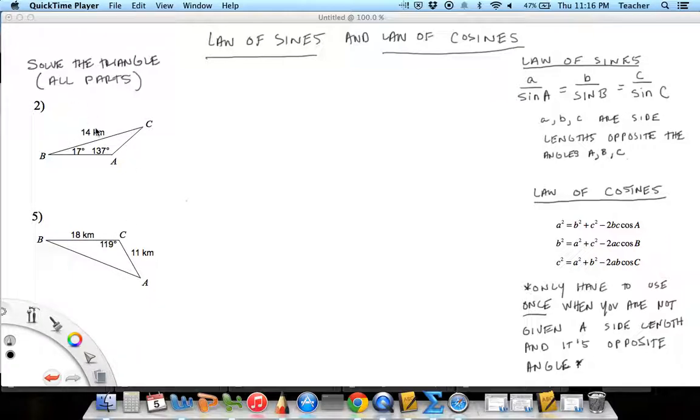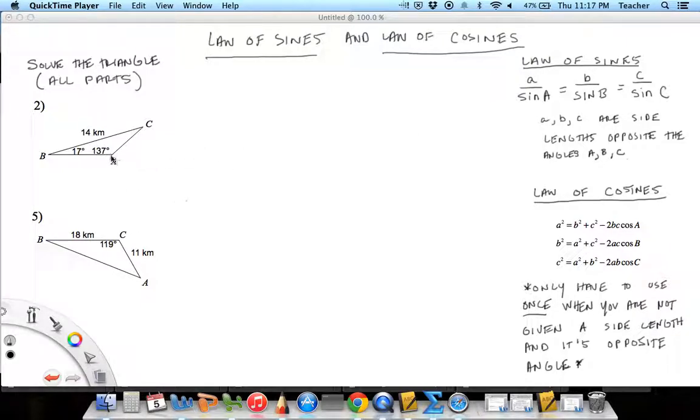Now, as you work with these problems, the law of sines is probably the easier of the two if you look at the formula for the law of cosines. And I want to prove this when we work problem number 5: you only have to use the law of cosines once when you are not given a side length and its opposite angle. On this first problem, we're given a side length and its opposite angle, and so we don't have to use the law of cosines. We're able to use the law of sines.